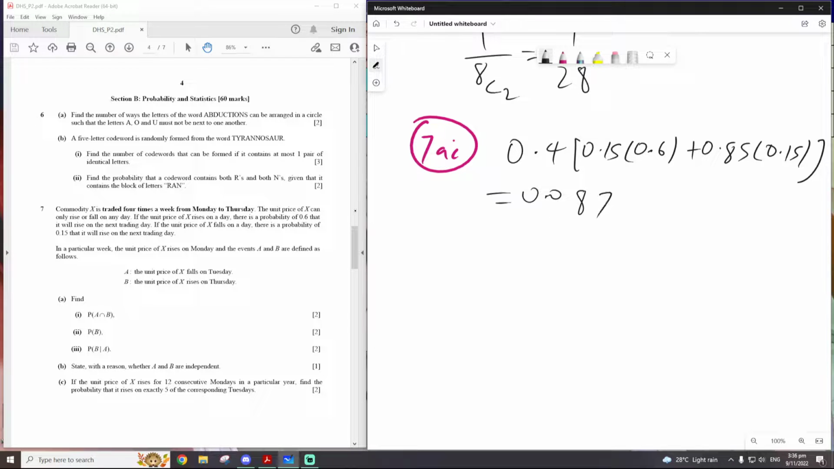If you want, you can write down some workings to help you. Find the probability of B, just B, happening.